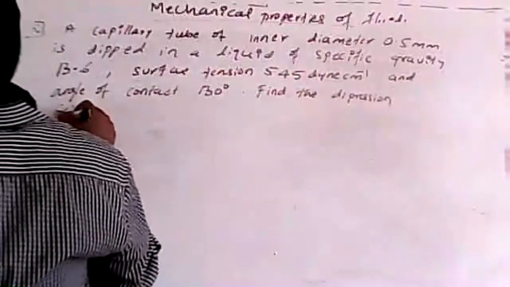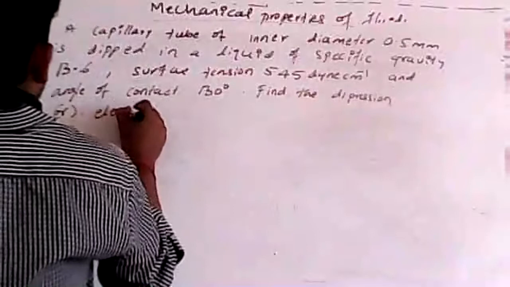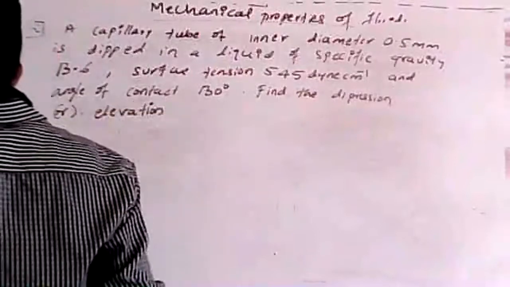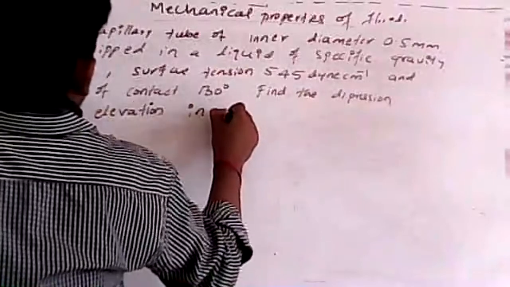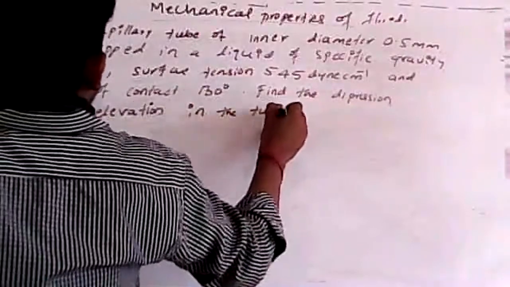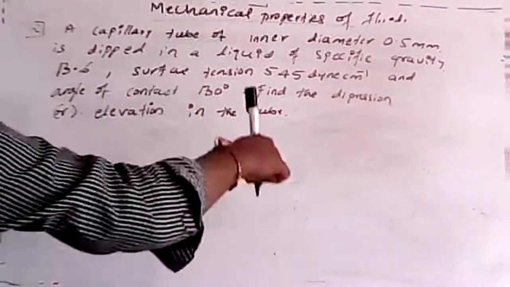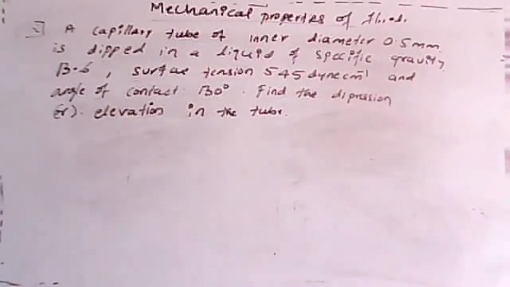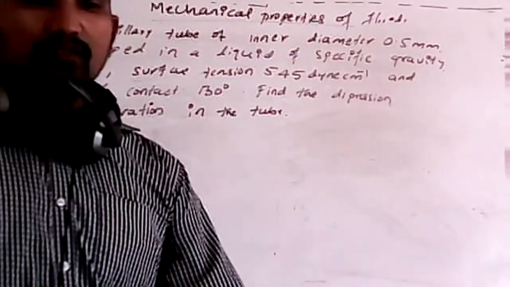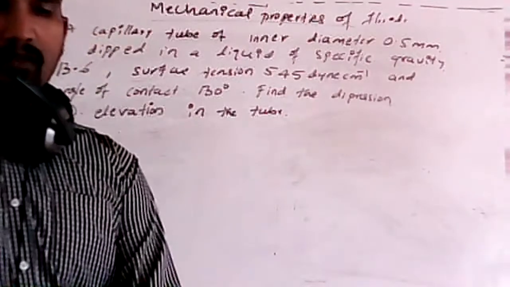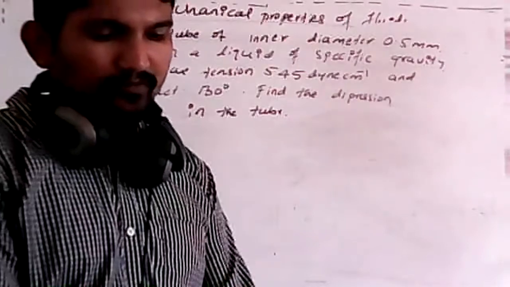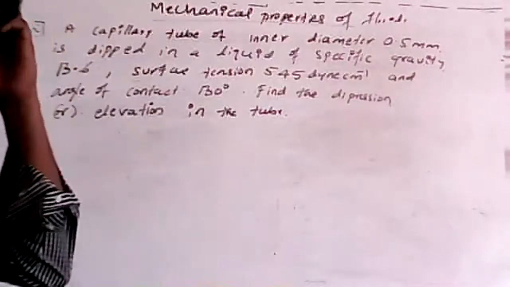or elevation, means rise in height. Okay, capillary rise or fall, whatever it may be, in the tube. But indirectly they told depression means fall, elevation means increase in height, rise in height, you can say. Okay, can you calculate, students, for this? You just check once what they given, just write down everything.